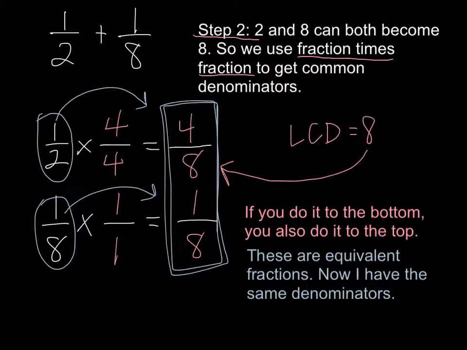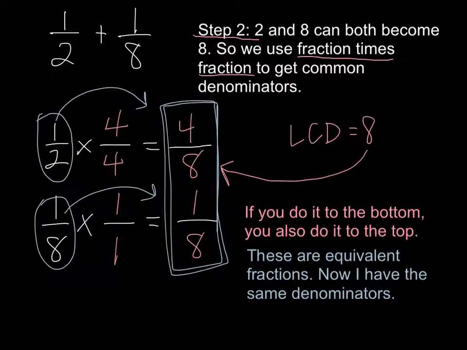Step 2 is where we use fraction times fraction equals fraction to get common denominators. So I know from the previous slide that I learned the LCD is 8. So I set up a fraction times fraction where 1/2 will be multiplied by a fraction and 1/8 will also be multiplied by a fraction. The LCD goes at the very end, so 8 is going to be put at the very end of the answer. Now let's look at 1/2, and I ask myself 2 times what equals 8? That's 4. And if I do it to the bottom, I also do it to the top. So if there's a 4 on the bottom, there's a 4 on the top.